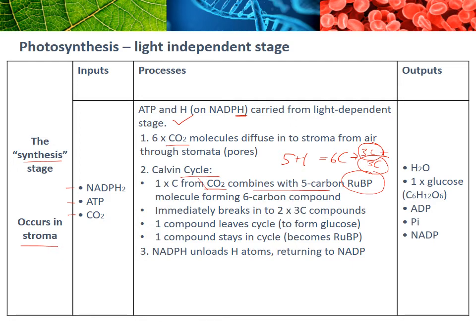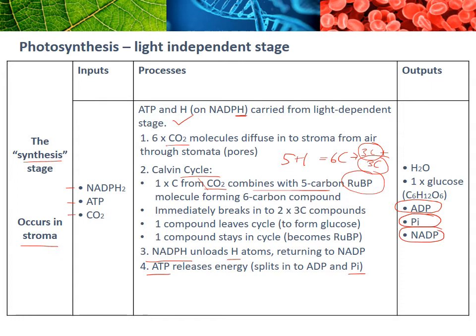The NADPH, which had come from the light dependent stage, lets go of its hydrogen atom, so it drops it off, and that has now returned to being NADP. It's unloaded because that hydrogen is gone. The ATP, remember ATP's main job is to release energy, so the ATP unloads a phosphate. It's now become ADP and phosphate. Remember, they don't get damaged in that process, they just join and unjoin.